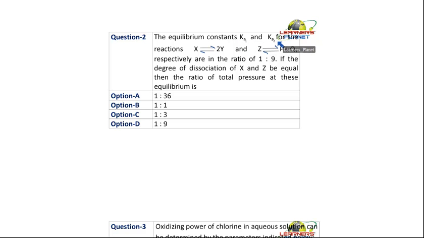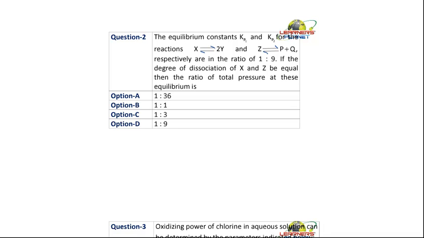The equilibrium constants Kp1 and Kp2 for the reactions X gives 2Y and Z gives P plus Q respectively are in the ratio of 1:9. If the degree of dissociation of X and Z be equal, then the ratio of total pressure at these equilibria is. So what do you have to find out? You have to find out the ratio of the total pressures.